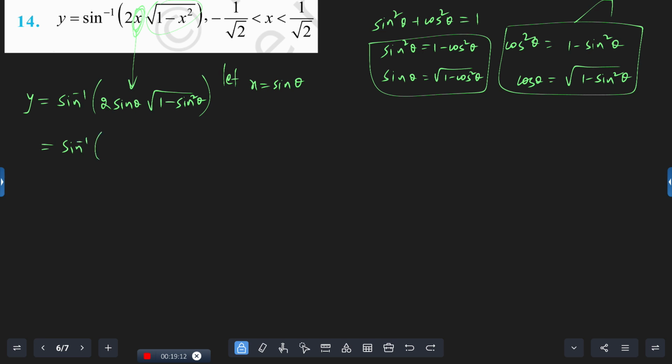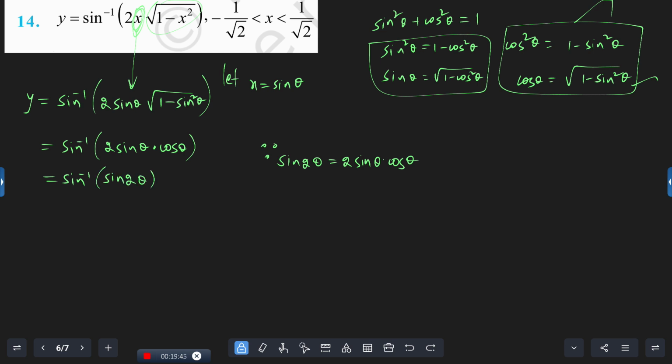So sine inverse of 2 sine theta. What do you think about square root of 1 minus sine square theta, children? Cos theta, directly we can use that. Again, this looks like something. Yes, sine 2 theta, which is equal to 2 sine theta into cos theta. So instead of this, I can write sine 2 theta. So sine inverse of sine 2 theta.